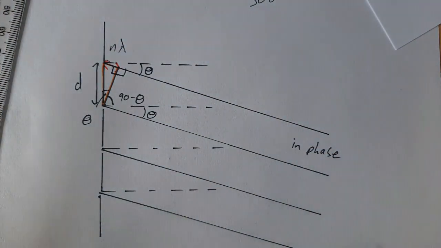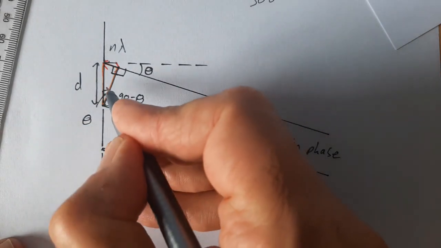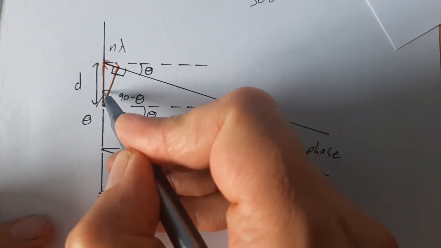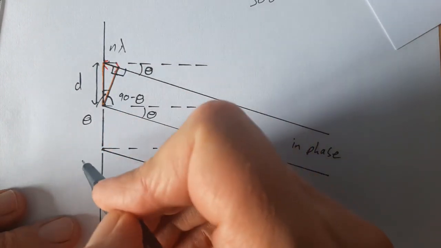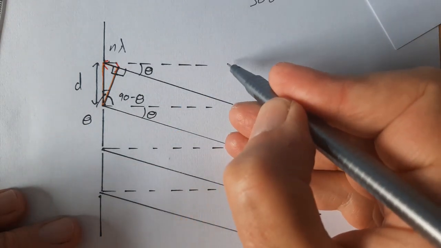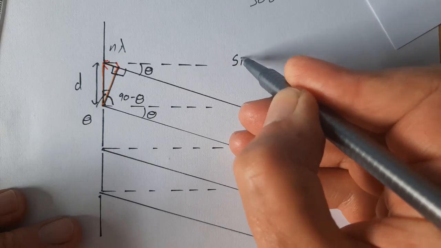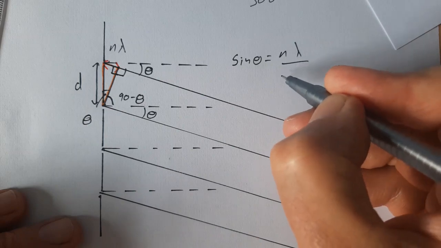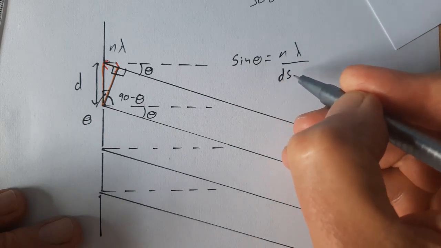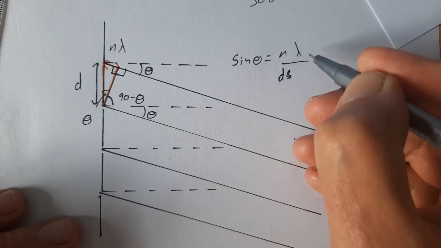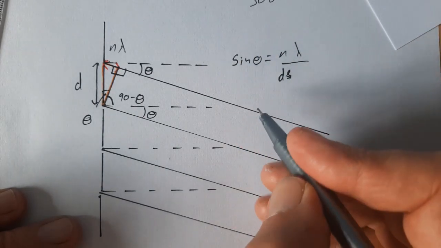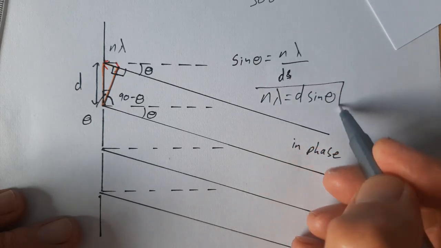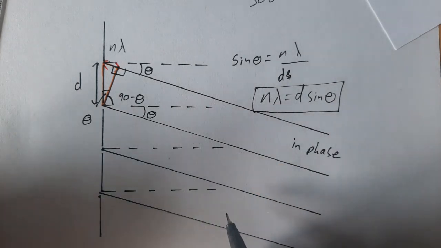And we've now just got a very simple bit of maths to do. In this triangle, you can see that d is the hypotenuse, theta is the angle opposite n lambda. So we can now relate those quantities, can't we? We can say that sine theta is equal to the opposite, which is n lambda, divided by the hypotenuse, which is d. So if we rearrange that, we get n lambda equals d sine theta, and that is our diffraction grating equation.